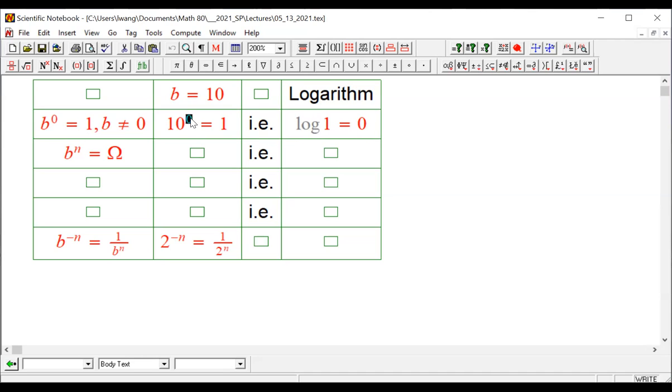Okay, so we have this power. This says 0 power 10 is 1. 1 is here. Okay? Now I want you guys to write something else. Okay? 10 to the power of 1 is equal to 10. So in logarithm form, what would you do? You would write log of 10 equals 1. Right?